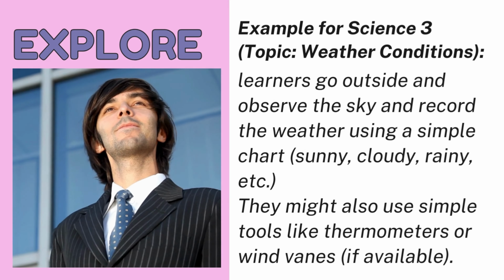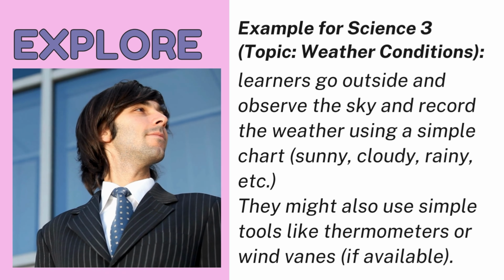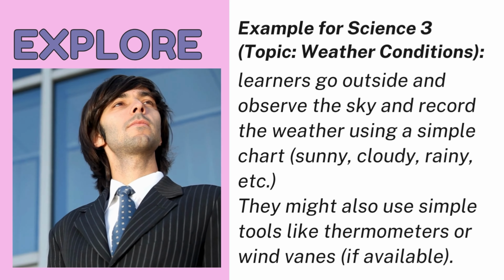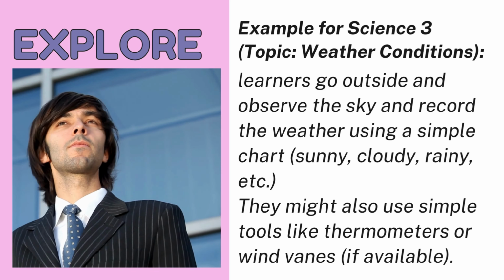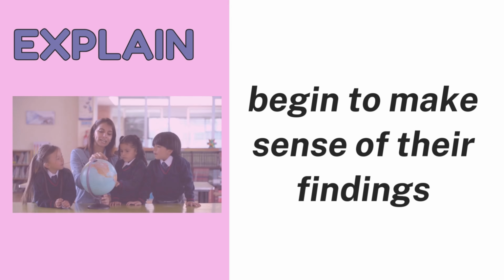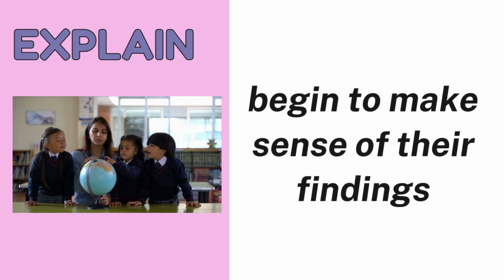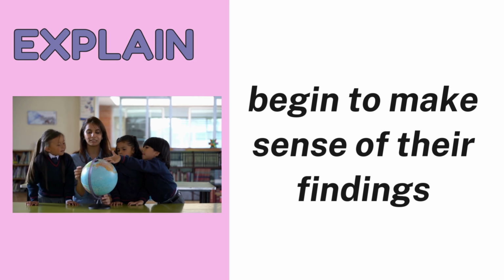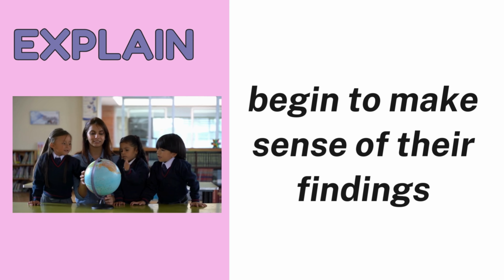Example for Science 3. Topic: Weather conditions. Learners go outside and observe the sky and record the weather using a simple chart: sunny, cloudy, rainy, etc. After learners have explored and discovered, it's time for the third phase, explain. In this phase, learners begin to make sense of their findings. They share their ideas, discuss patterns they noticed, and connect their experiences to bigger scientific concepts.